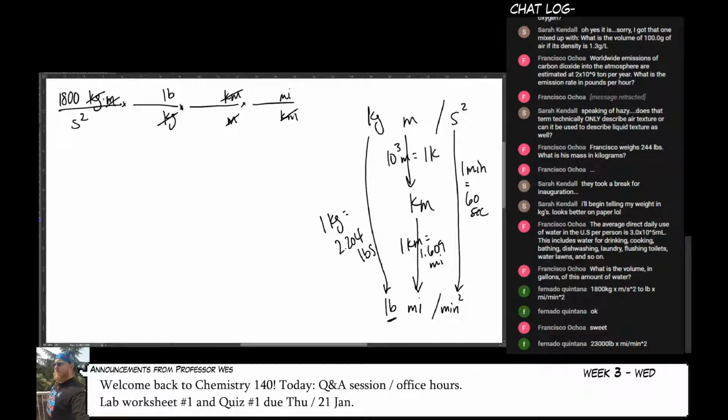And then I need to get rid of the seconds down here at the bottom, so I'm going to put seconds on the top, but it needs to be squared. So we'll turn that into minutes. So those seconds squared will go away with this second squared. Now I just fill in the numbers. This is the only unit that's left, and those. So my answer will be in pounds, miles per minute squared.